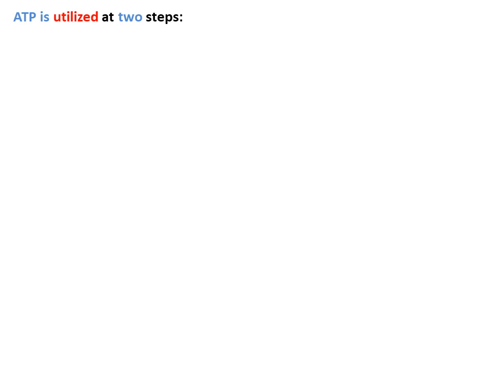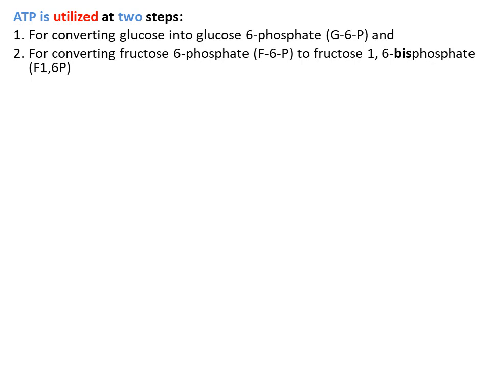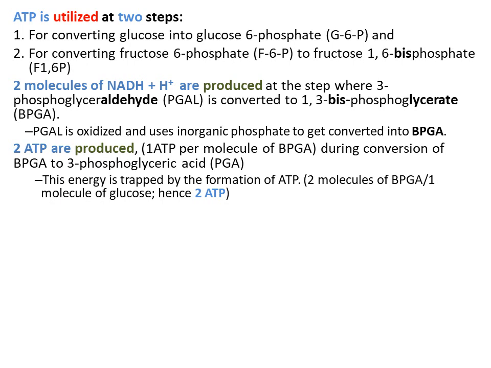So we can notice that ATP is utilized. 1 ATP is utilized at 2 steps. First, for converting glucose into glucose 6-phosphate, and second, for converting fructose 6-phosphate into fructose 1,6-bisphosphate. Also, 2 molecules of NADH plus H are produced at the step where 3-phosphoglyceraldehyde is converted to BPGA. That is, PGAL is oxidized.